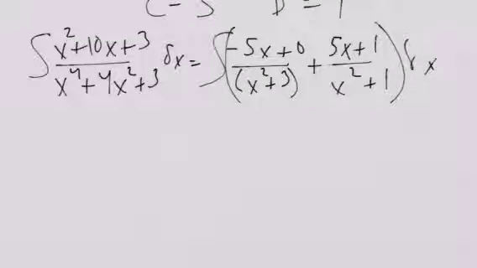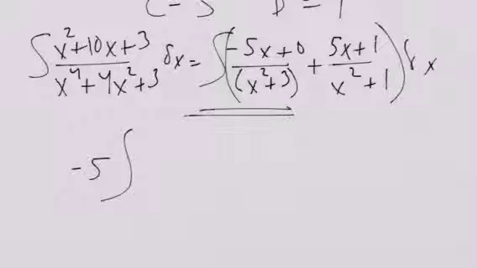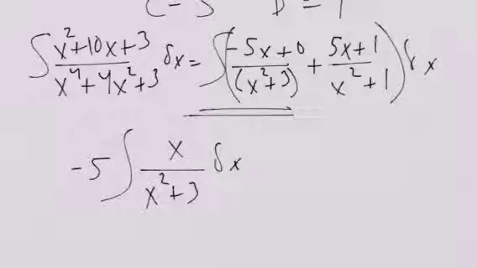So this first piece, if we split it up, because we have the sum of two functions, the first piece, we can integrate that. Again, you're left with the negative 5 integral of x over x squared plus 3. And this we should be able to do with a simple u substitution, letting u equal x squared plus 3.